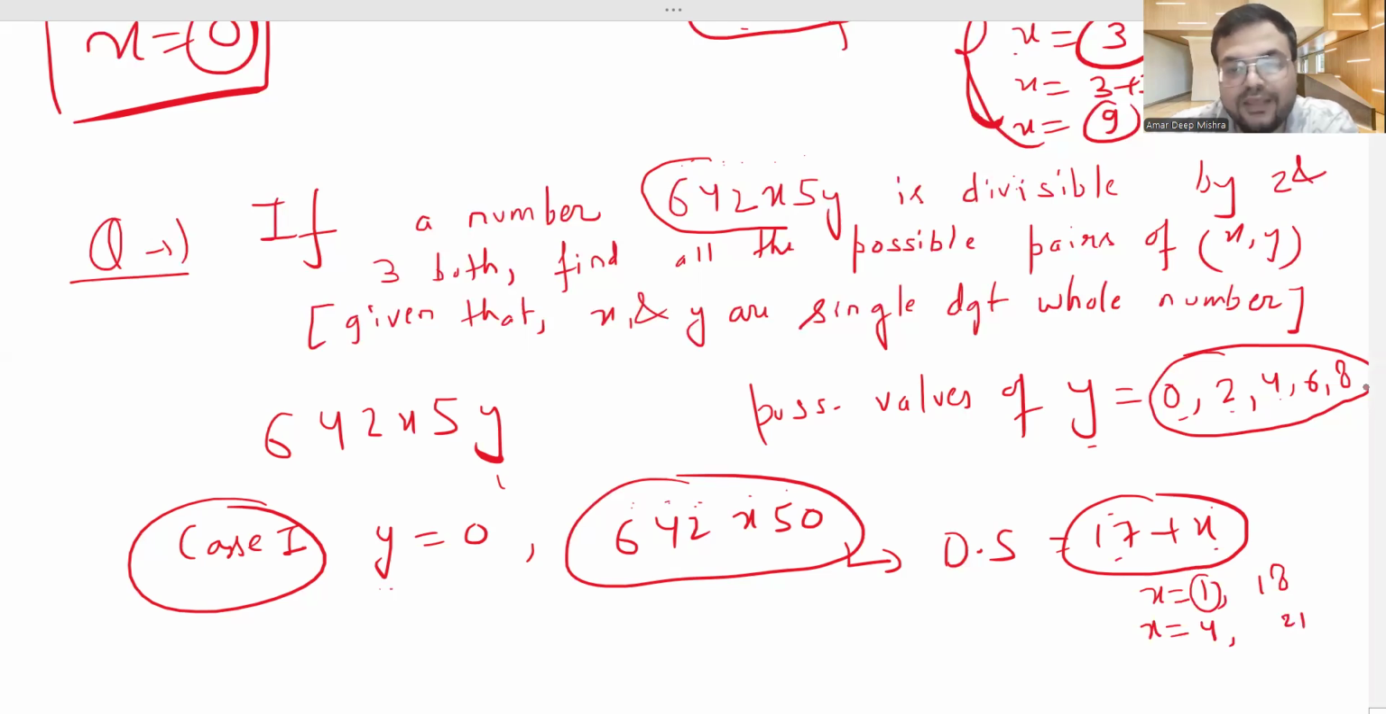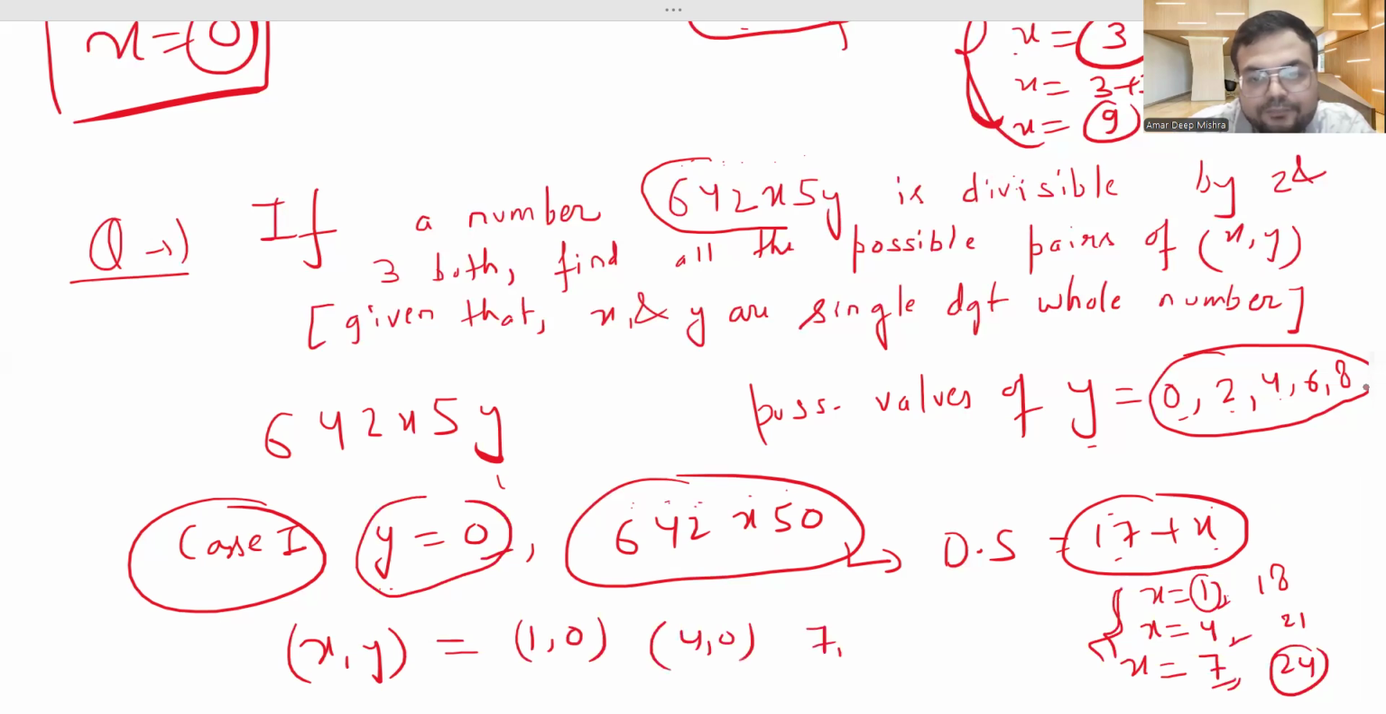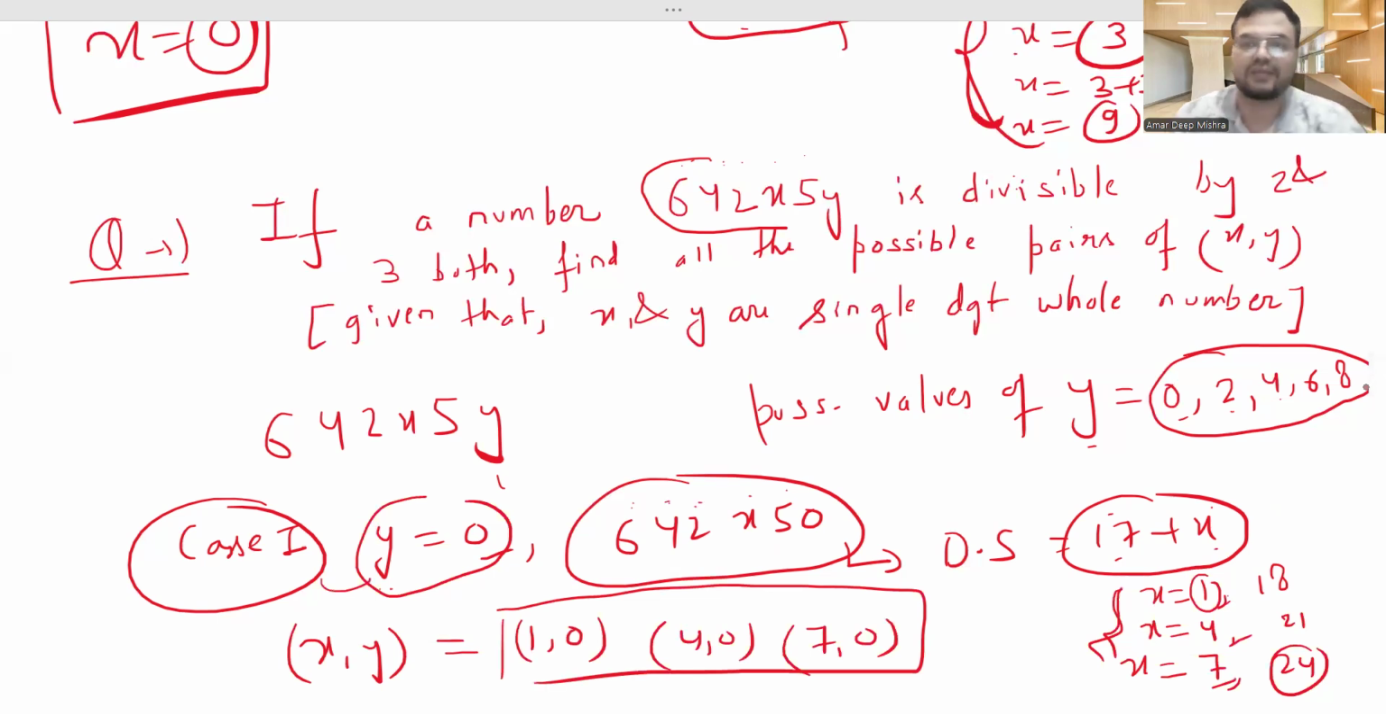Next possible value of x would be what? This 4 plus 3, that is 7. And 17 plus 7, that is 24. Okay. So for y equals 0, you have three values of x, that is 1, 4, and 7. So the pairs of x comma y would be 1, 0, then 4, 0, and then 7, 0, right?